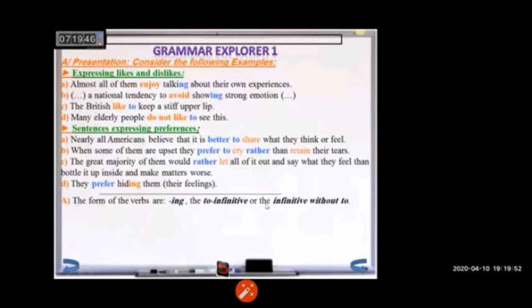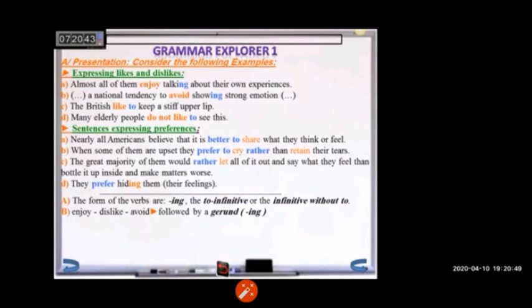The forms of the verbs are ing, to infinitive, and the infinitive without to. Where is the infinitive without to? I think it's here. Rather let. Yes, there is no to. Okay, let's discuss something. We have enjoy, dislike, and avoid. These three words are always followed by a gerund only. Is that clear? When we have avoid here like this, it is followed by a gerund. Also dislike and also enjoy. Clear? They are followed only by gerund.